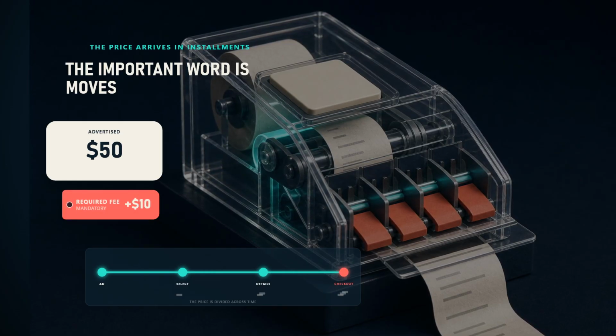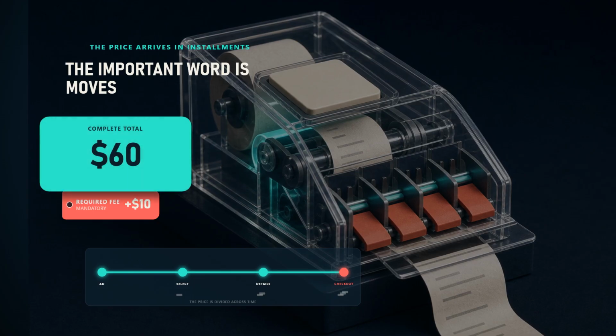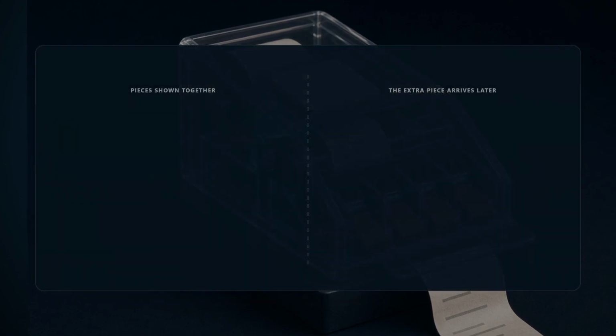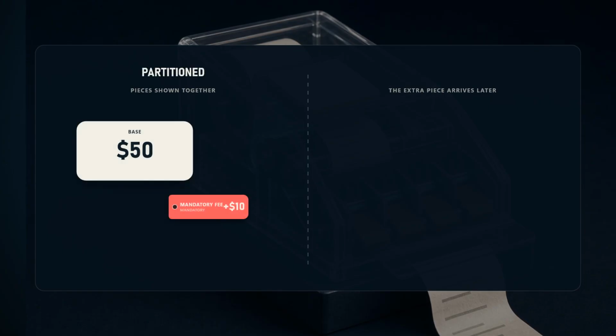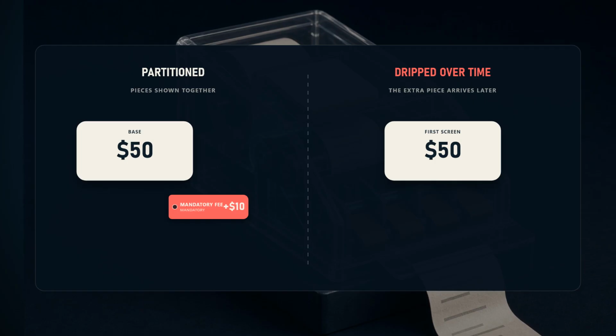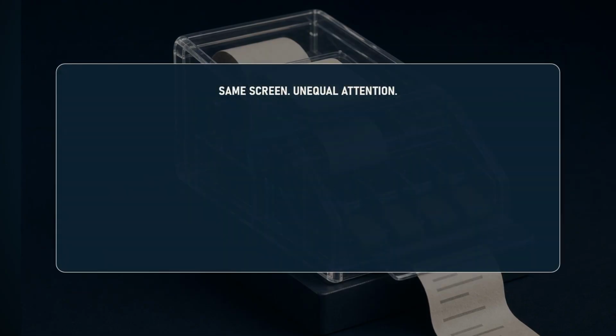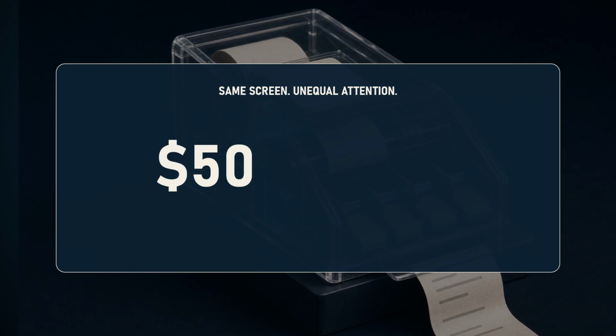Partitioned pricing is closely related, but the components are presented together, often without one prominent aggregated total. $50 plus a $10 mandatory fee may be visible on the same screen. Yet the larger base number can still dominate how the offer feels. Experiments on partitioned prices have found lower recall of the total, even when the components were visible.